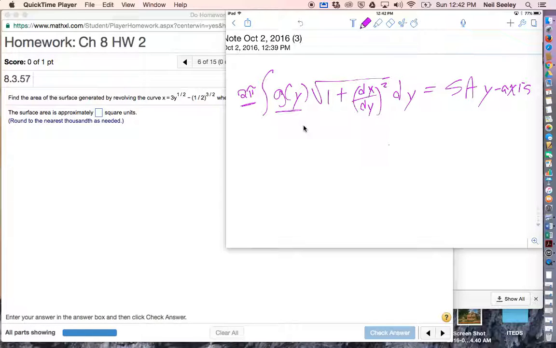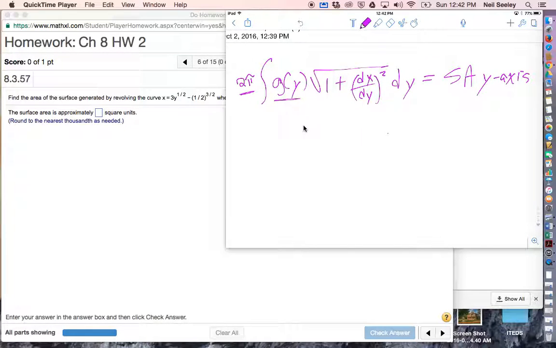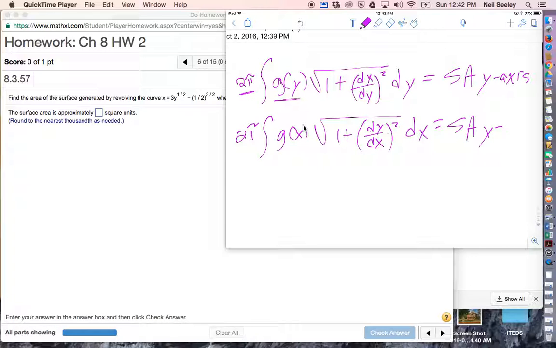And there's a reason for that, and I'll show that here in just a second, in case you get another example that's maybe around the x-axis or something. It would just change the function to be in terms of x, and then the derivative would be dy/dx instead of dx/dy squared. I'll show you what that means as well. So that would mean surface area of a rotational solid around the y-axis. There we go. That's the one I want.